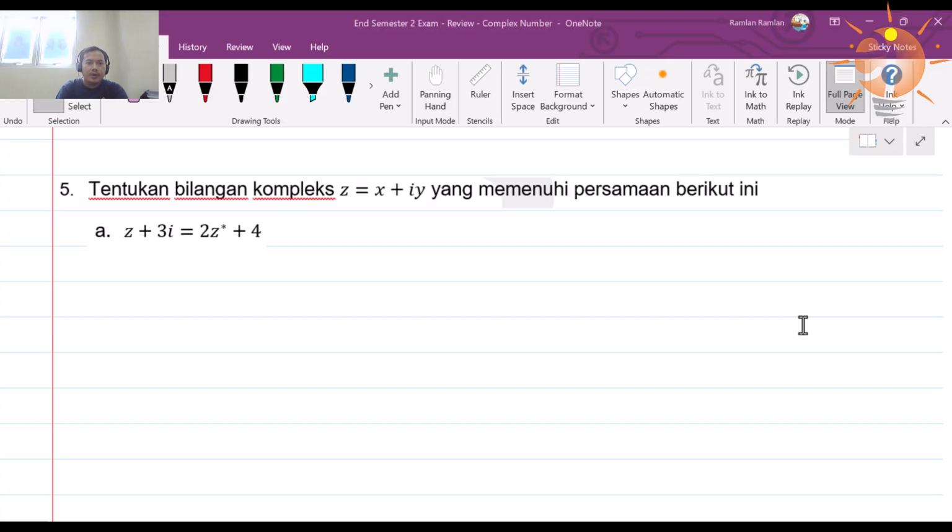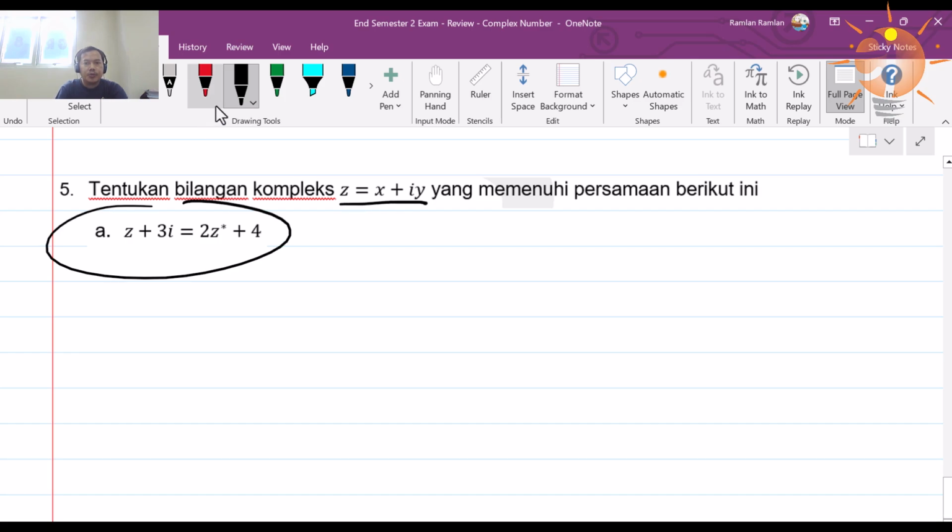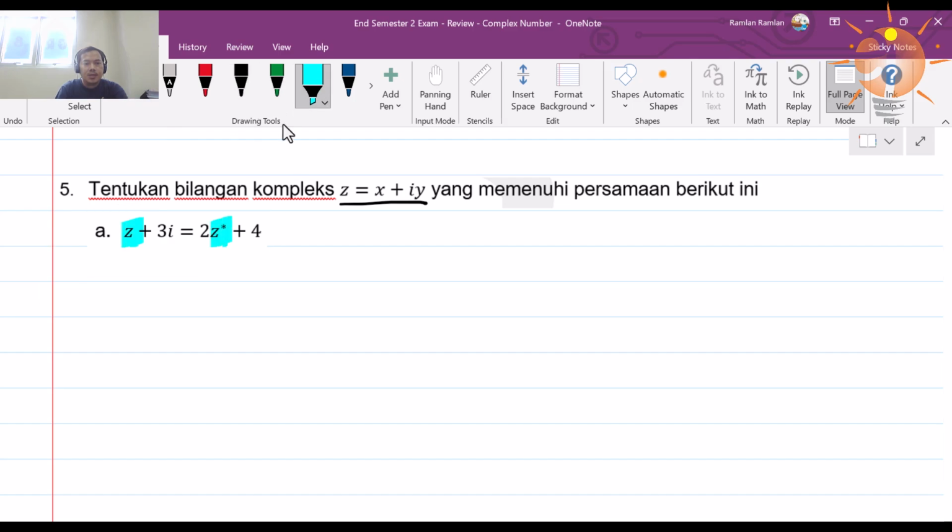Okay. Number 5, determine the complex number z equals x plus iy, which fulfills this equation over here. Now you see that we have z over here, and then we have z, and then we have a star over there. So what does that star mean? It means that that is the conjugate. So if z equals x plus iy, then z star is equal to x minus iy.